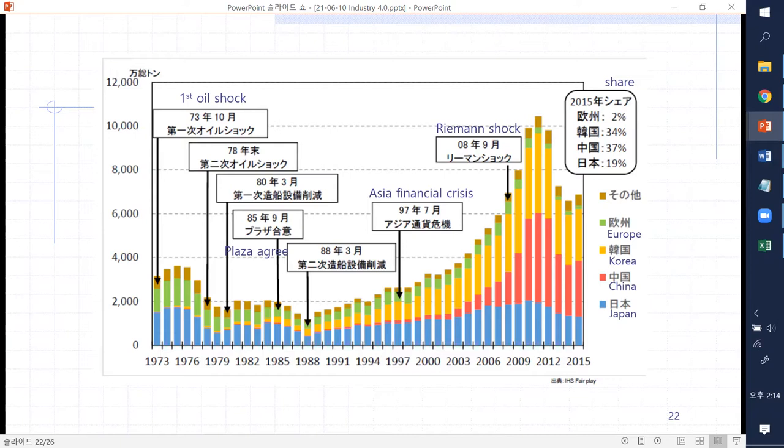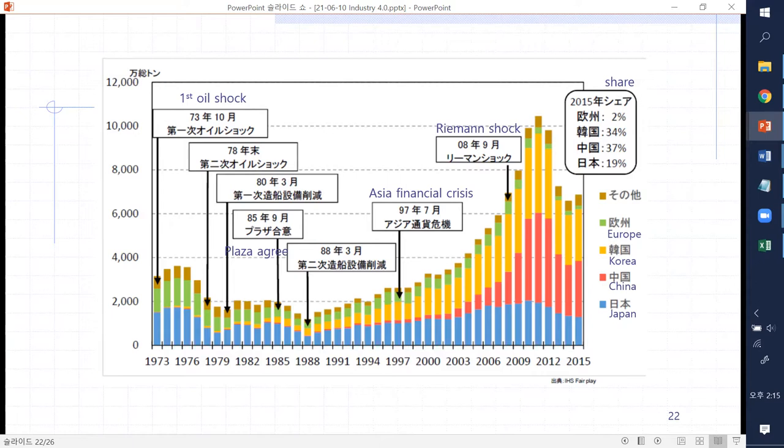So world total shipbuilding record was lowest at that time, 1988. So every country, including China and Korea or Europe, was very bad. So that's why Japan also reduced their capacity. But after that, the shipbuilding capacity rose rapidly until 2012, right? 2012.